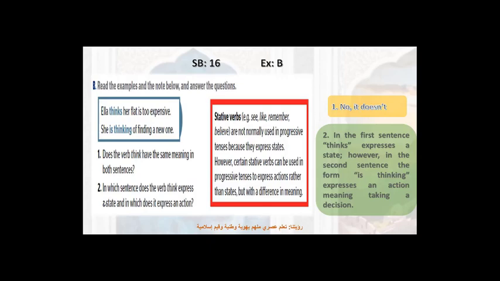The stative verbs such as see, like, remember, believe are not normally used in progressive tense because they express states. However, certain stative verbs can be used in progressive tense to express actions rather than states, but with a difference in meaning.